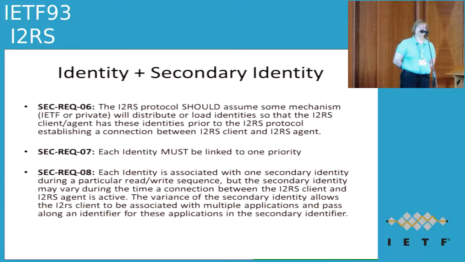In addition, there are three things which travel into the area of identity and secondary identity. So IR2S should assume that the distributing or the loading of these entities will have to be before establishing the connection, and that includes both the primary identity and secondary identity, and the identity must be linked to one primary. The link with a secondary identity only is required to be the same during a particular read or write sequence, but it may change. And again, this is the opaque value that allows different functions within a single client identity to change.